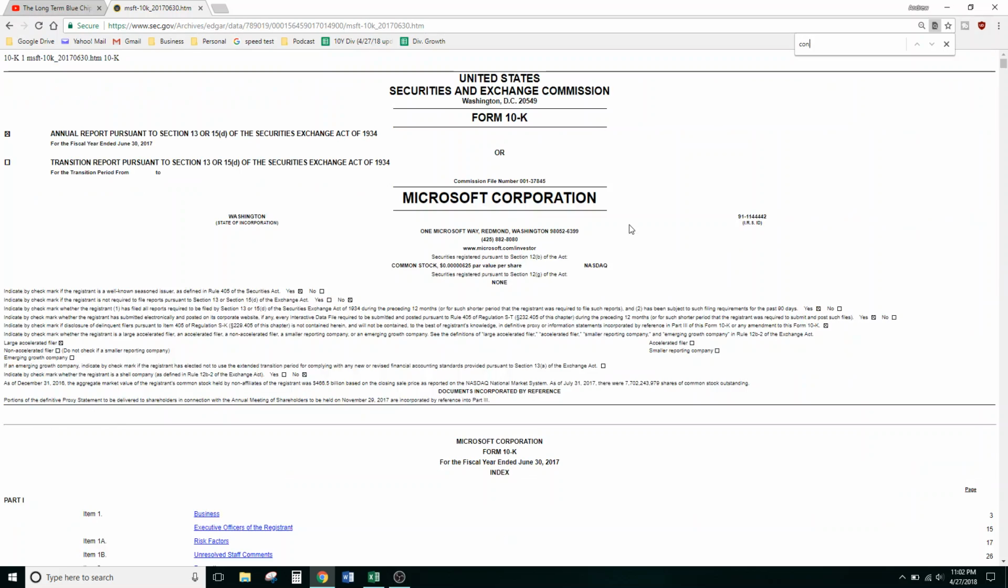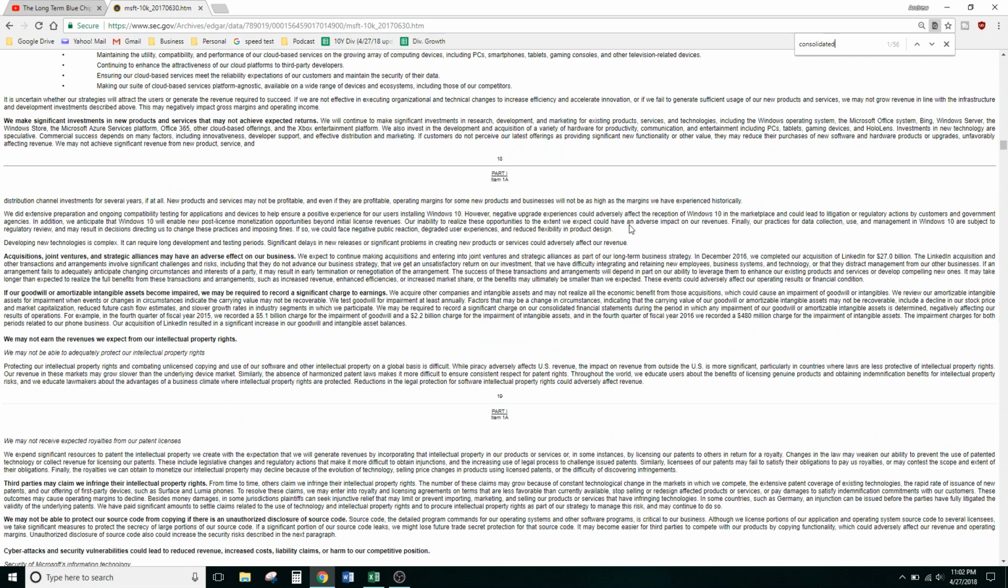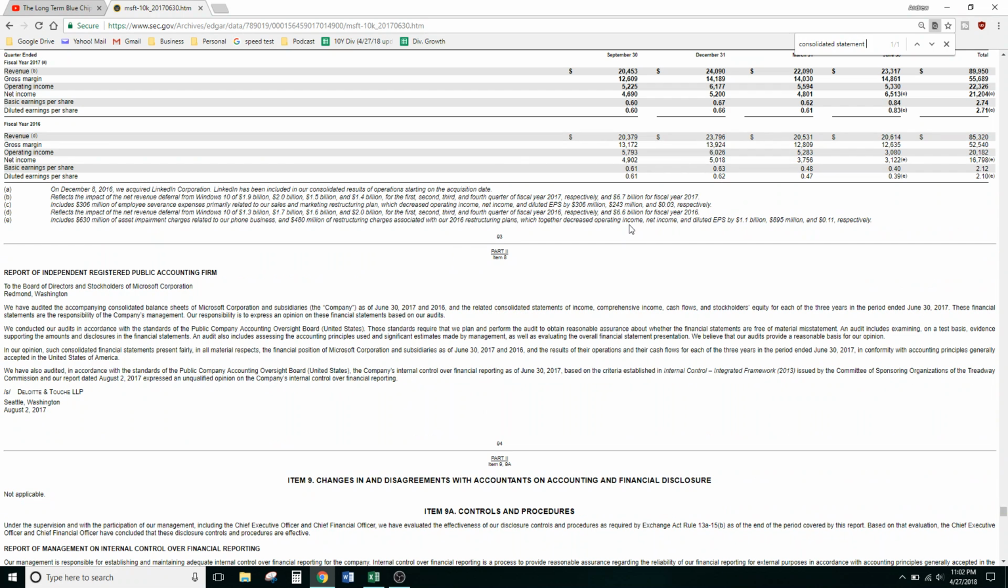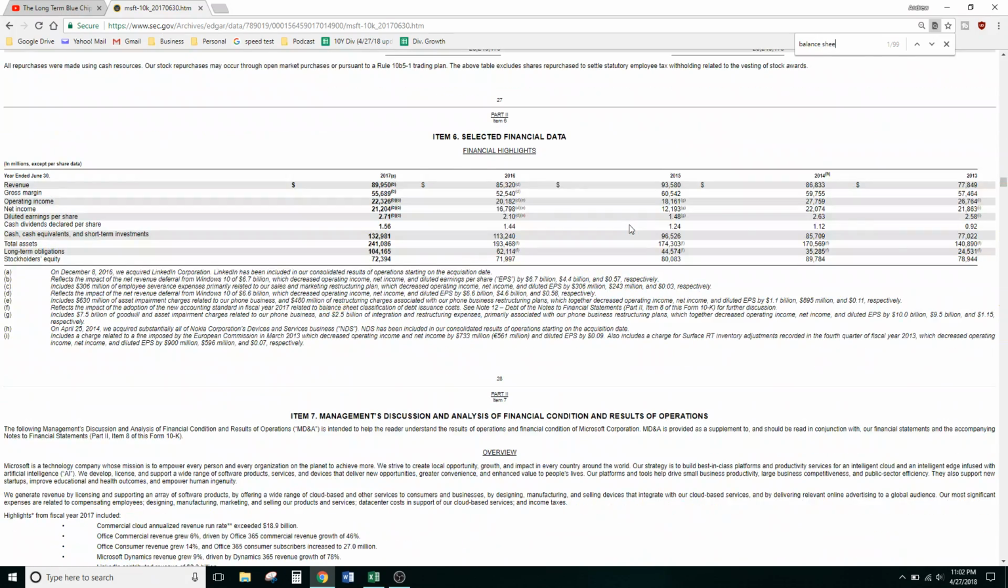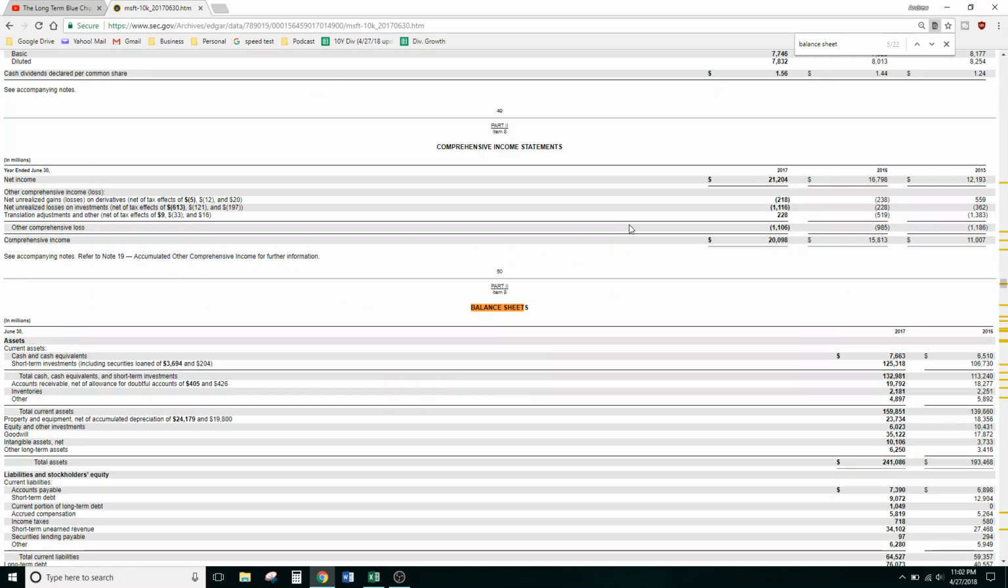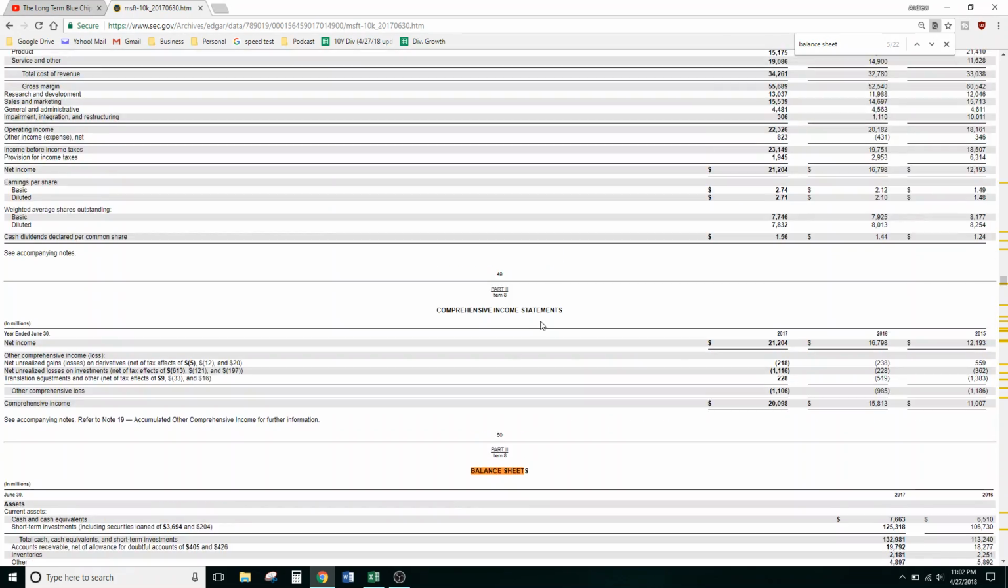So let's try consolidated statement of, no, usually I say of income. That didn't work. Let's just put balance sheet. Yep, and that's what they did.